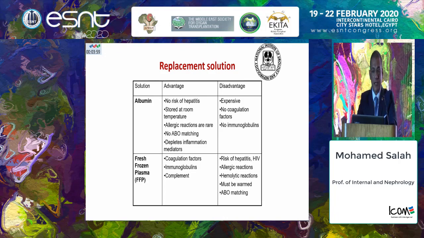For the replacement solution, we replace with either albumin or fresh frozen plasma. Advantages of albumin: there is no risk of hepatitis, it is stored at room temperature, allergic reactions are rare, no ABO matching, and it depletes inflammation mediators, while the disadvantages are that it is expensive, with no coagulation factors and no immunoglobulins. In fresh frozen plasma, the advantages are that there are coagulation factors, immunoglobulins, and complement. The disadvantages are the risk of hepatitis, HIV, allergic reactions, hemolytic reactions, it must be warmed, and ABO matching.